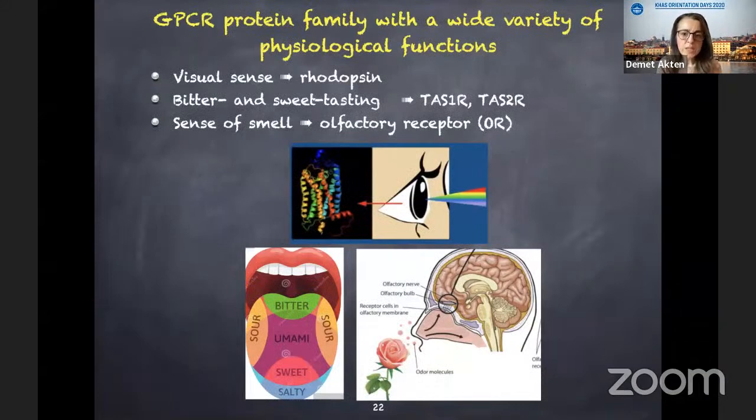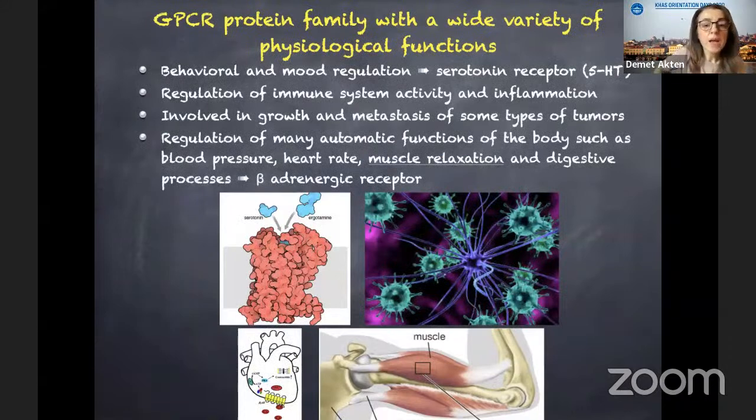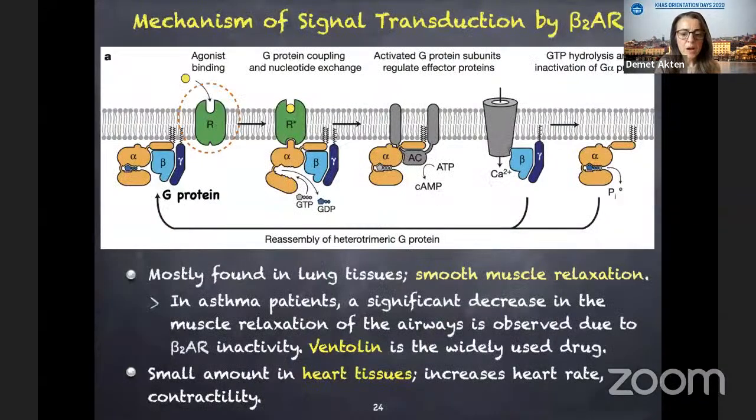What are these functions? Visual sense, tasting, smell, also hearing, all sorts of senses. And behavioral and mood regulation is another type of function, which is performed by the serotonin receptor. And the immune system: they have certain important roles in inflammation and immune system activity. Also some growth and metastasis of some tumors, they are involved in a certain way. And finally, the most important ones, which is under beta-adrenergic receptor: blood pressure regulation and muscle relaxation, also digestive processes. And the one underlined, muscle relaxation, is performed by beta-2-AR, and that was the protein which I was studying. And these are the results of beta-2-AR I will share with you.